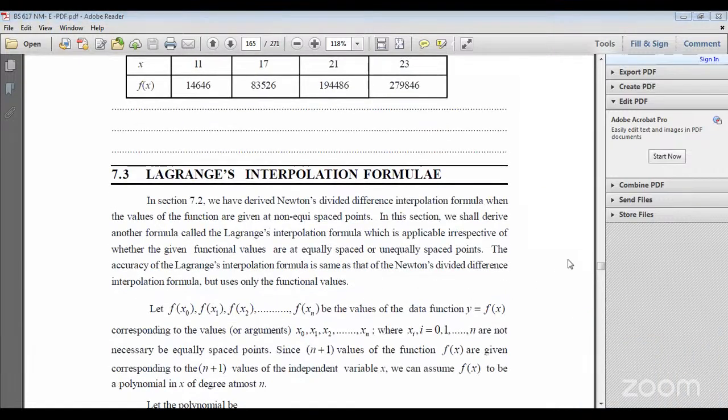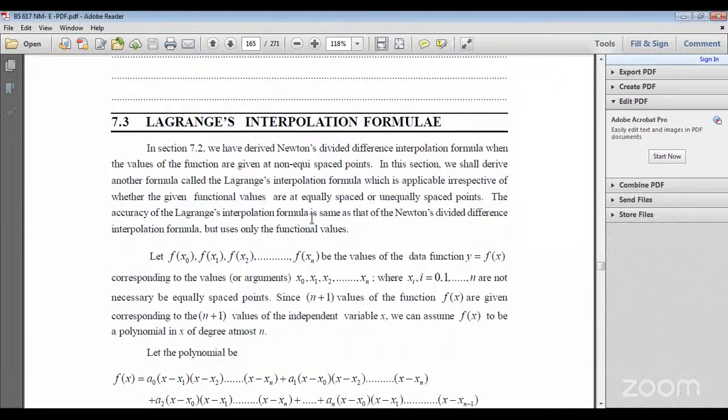So what is Lagrange's interpolation formula? We have seen Newton's divided difference interpolation formula. When the values of the function are given at non-equispaced points, we shall derive another formula called Lagrange's interpolation formula, which is applicable irrespective of whether the given functional values are at equally spaced or unequally spaced points. The accuracy of Lagrange's interpolation formula is the same as Newton's divided difference interpolation formula. Let us take f of x0, x1, x2.